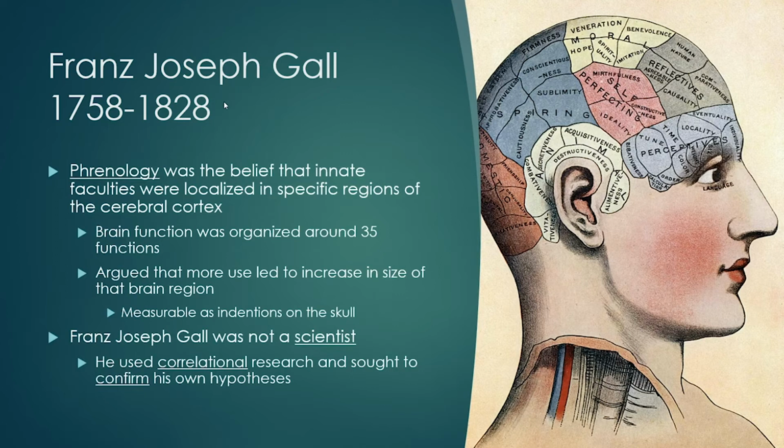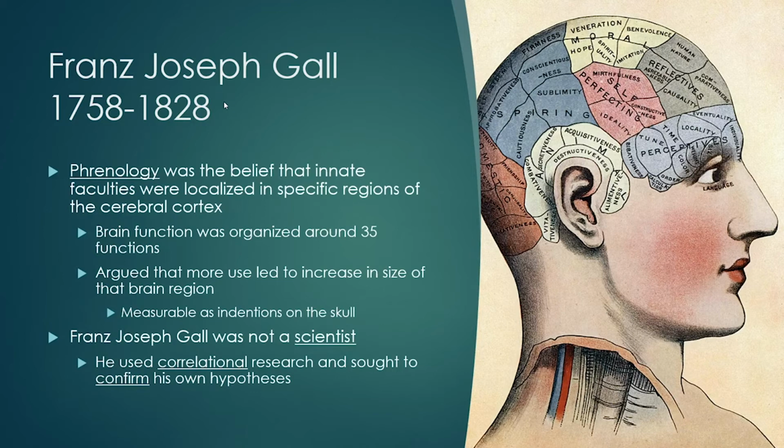What you need to know about him is that he was not a true scientist in the way that we think about it. He used correlational research, which is not a bad thing. fMRI, as you'll learn, is correlational research. But what he was doing wrong was he was trying to use those correlations to confirm hypotheses that he already had. He was saying, I believe that combativeness is behind the ear, and I found someone with a bigger part there that's combative, and so that means that's where it should be. And that is not the way that you should be doing science.